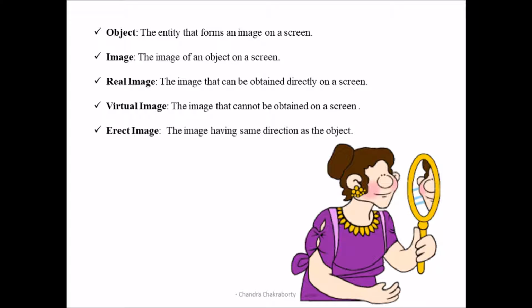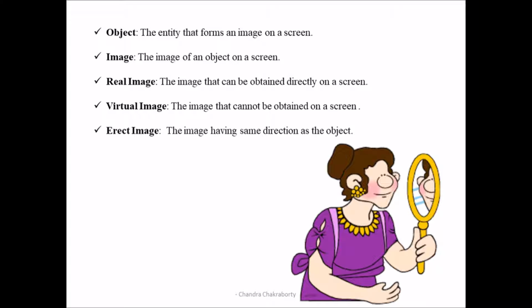Now the image can be of three types. It can be either real image or virtual image or erect image. So what is a real image? You all must be familiar with movie theaters. So what happens? Different images that make up a movie are being projected using a projector on a screen. So that image can be obtained on a screen. That is an example of real image. So the images that can be obtained directly on a screen are called real images.